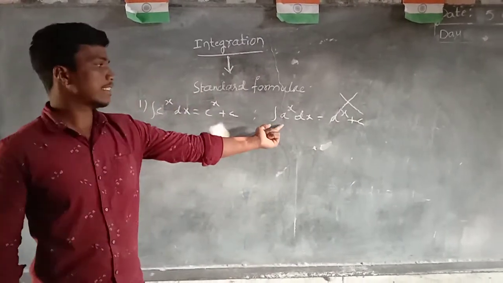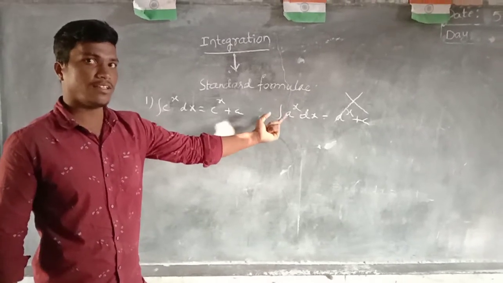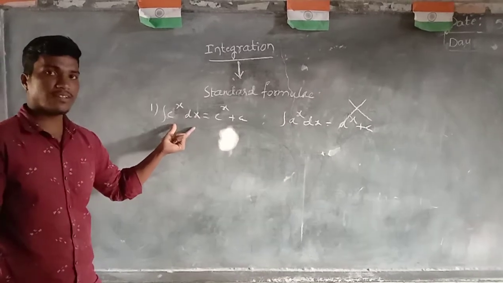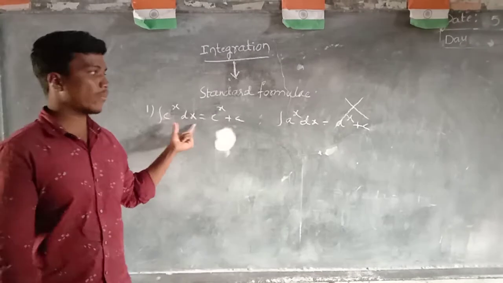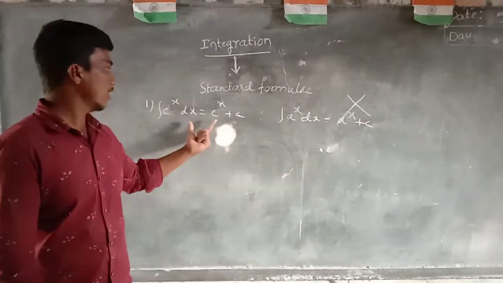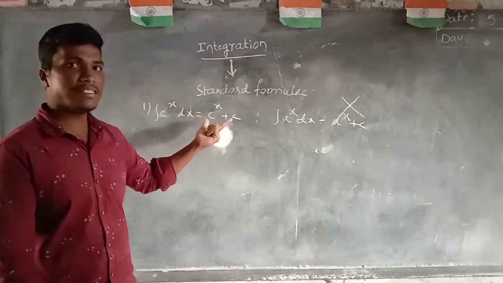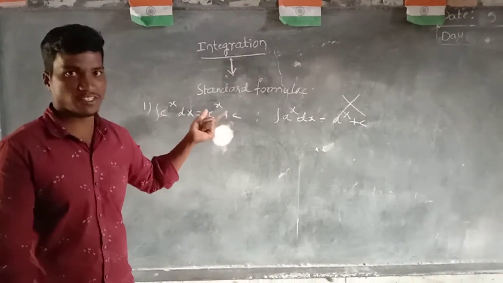Because in a power x dx, a is just a number, it's an alphabet. But here e power x is an exponential function. This is an exponential function. This is an alphabet, just a. That's why these two are different. This is an exponential, that's why we can easily say integration of e power x dx is equal to e power x plus c.